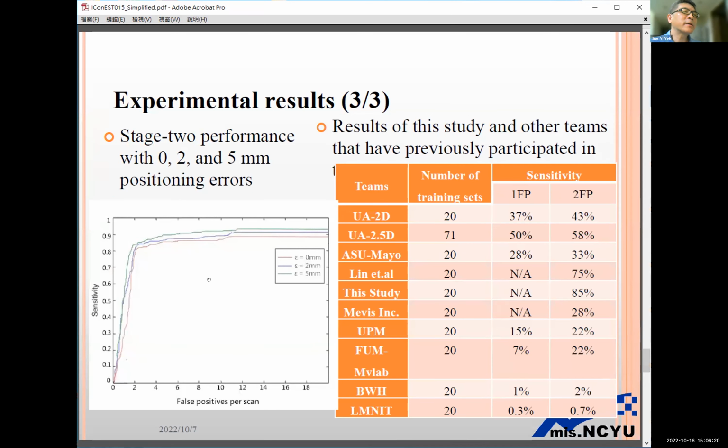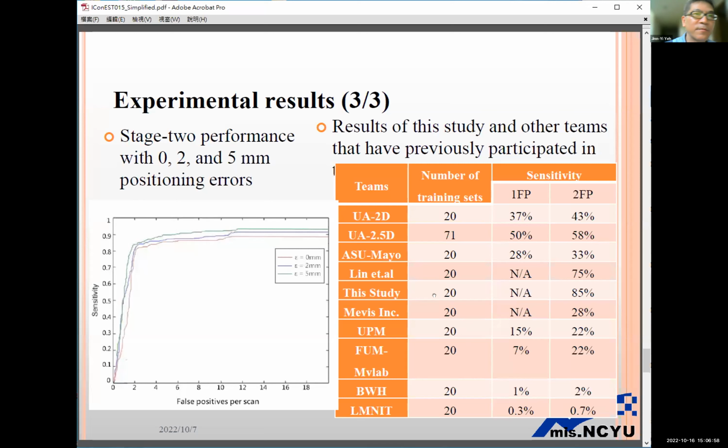And for the numerical results, we have used 3 equations to show the results. The 0, 2, and 5 millimeter position errors are shown in these figures. And finally, the result of this study and other teams that have previously participated in detecting the PE is shown here. Our proposed method got very good results.